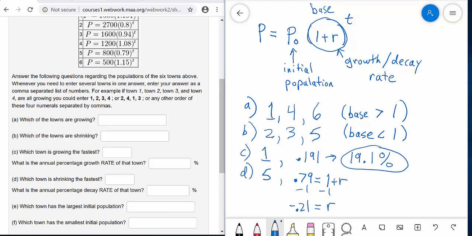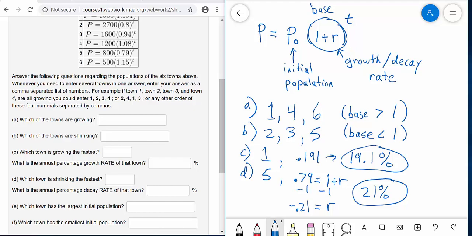So a negative growth rate of negative 0.21 tells us that the decay rate is 21%. 0.21 is 21%, and since it's negative, it's actually a decay rate. So town 5 is shrinking the fastest at a rate of 21% decay.